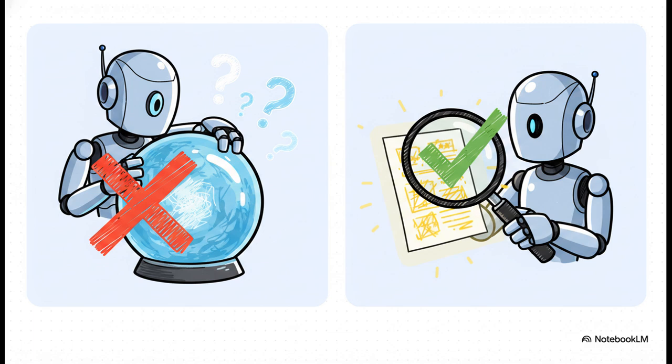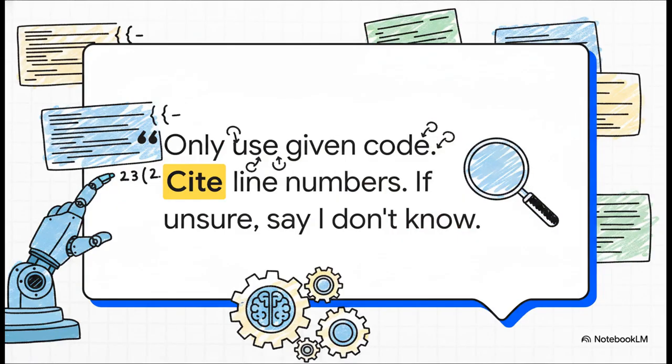No empty checks are needed because basic numbers are required. We want facts, not guesses. To actually enforce this, you should physically copy and type this exact prompt tip into your AI tool. Only use given code, cite line numbers. If unsure, say, I don't know. Consider this the ultimate leash for your highly caffeinated AI intern. It explicitly forbids guessing and demands cold, hard evidence for every single observation it makes.